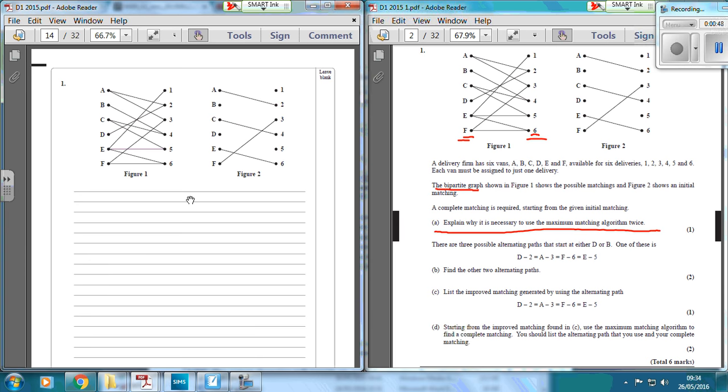And the reason that it's necessary to use a maximum matching algorithm twice is because if we have a look at the left-hand side here, we've got 2 unmatched vertices at the moment. And when you do the maximum matching algorithm, it only matches 1 per time. So what I'd say for that one is that we have 2 pairs of unmatched vertices.